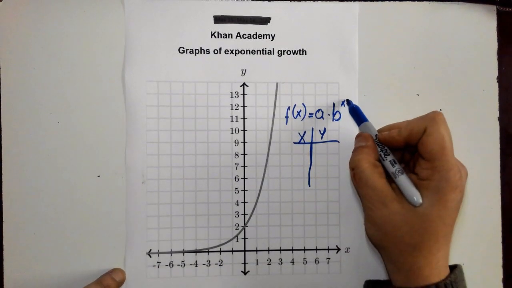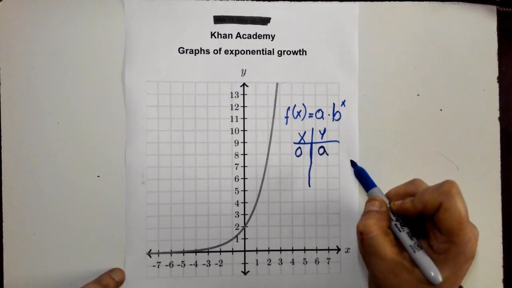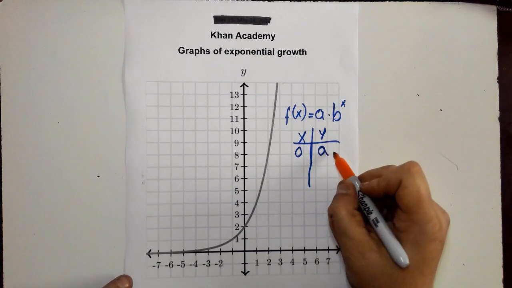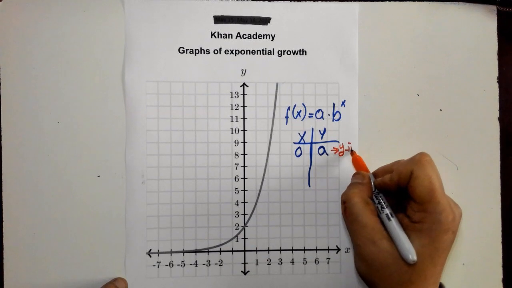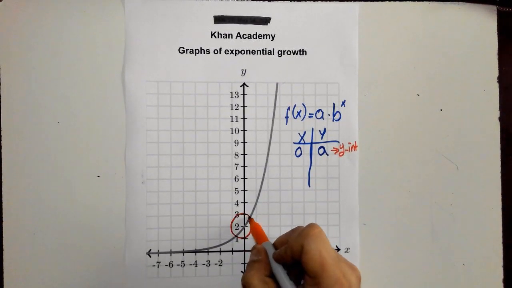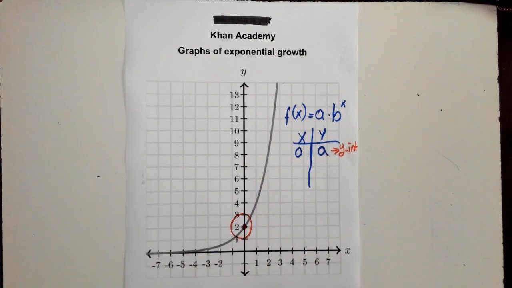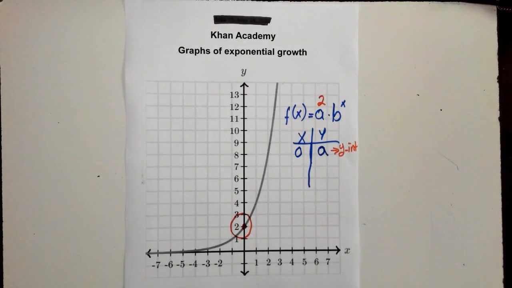Because what I know is that when my x is 0, my y will be equal to my a value. And what's great about that is we have learned whenever x is 0, the y value is also the y-intercept. So I'm looking at the y-axis and my graph is intercepting my y-axis right at 2. So now I know that a equals 2.